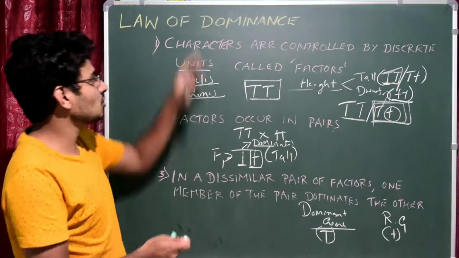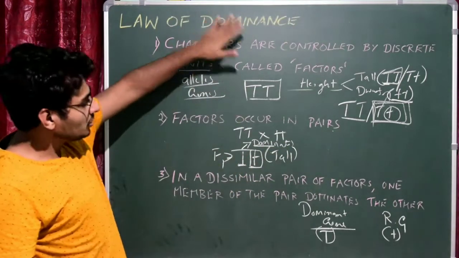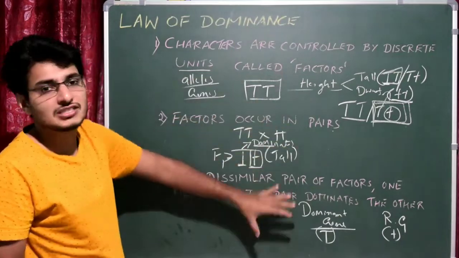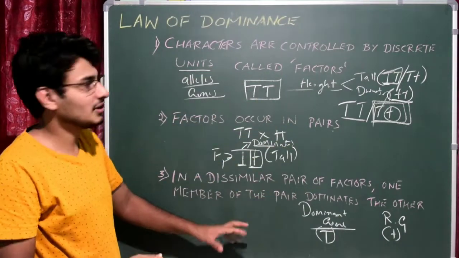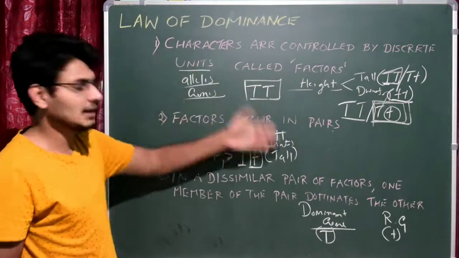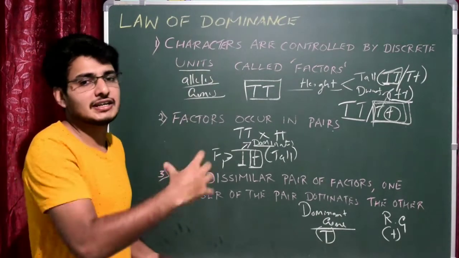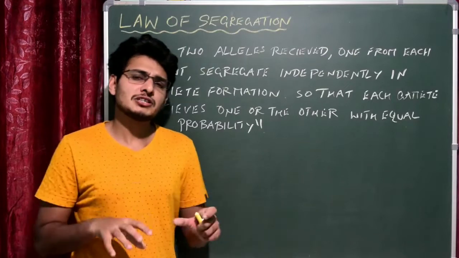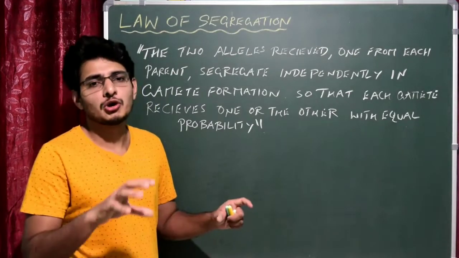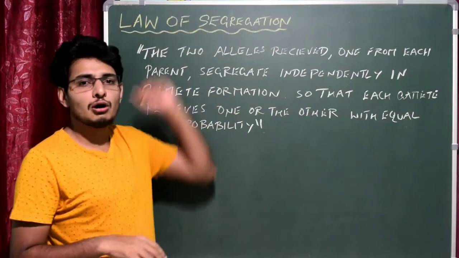That is all about the law of dominance. So you have to learn this and write it as it is, don't alter this. Got it? This is a law, you have to write it like this. So this is the law of dominance. Now I am going to talk about the law of segregation. Let us learn about Mendel's second law of the monohybrid cross experiment, that is the law of segregation.